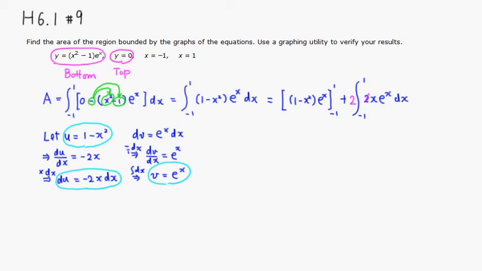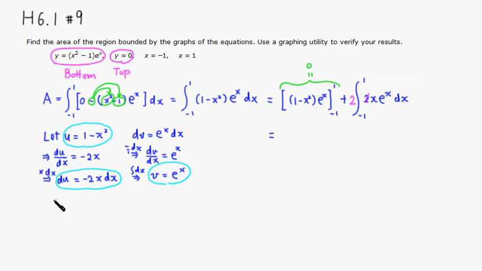Before we do that, we can simplify this part. Plugging in 1, luckily 1 minus 1 squared is 0, and for negative 1, 1 minus negative 1 squared is equal to 0 too. So luckily we got 0. So there's no contribution, and we can just evaluate the remaining integral.